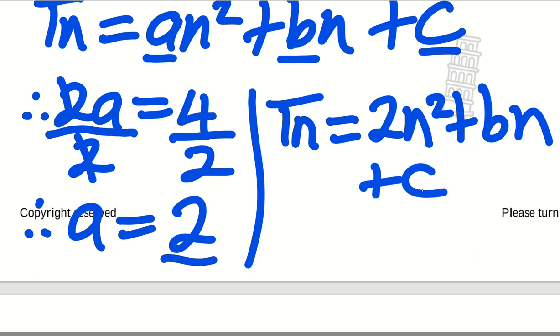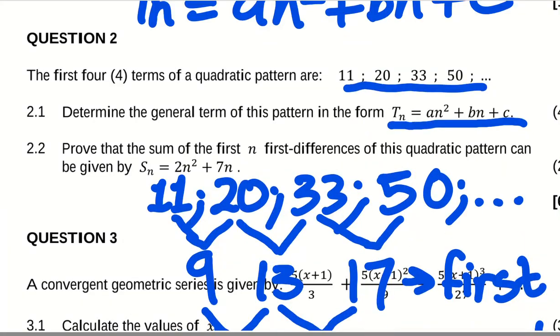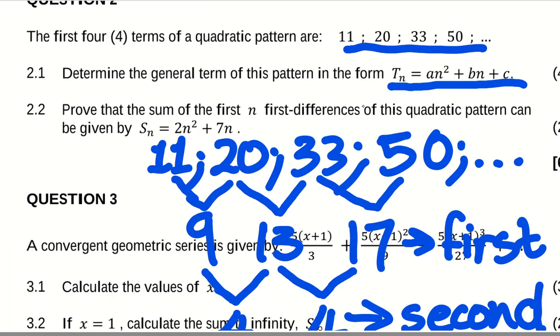Okay, then for b and c, what are we gonna do? For b and c, there's no other formula that you can use, whereas for 2a, I said if you want to find a, you take a times 2 and equate it to the second difference. But for b and c, we can't do it with any other method like that. So we're just gonna take the terms from the sequence. Here we have term number 1, which is 11, and then term number 2, term number 3, term number 4.